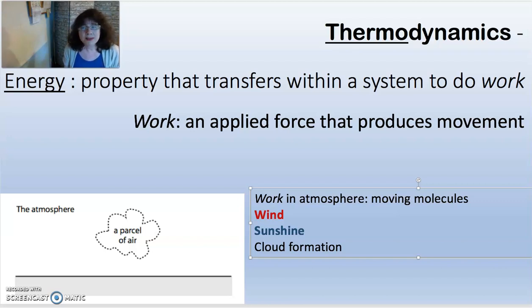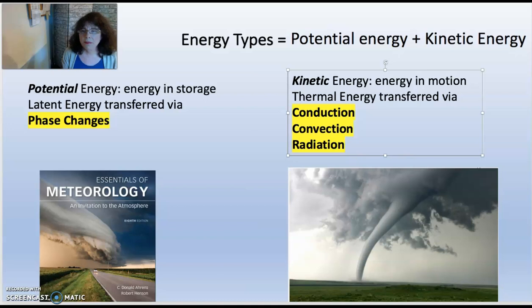Those move. When it comes to clouds, well, what forms clouds? Water vapor forms clouds, and that needs to move off of the ocean or off of lakes and large bodies of water to become water vapor. So that is a movement. All of these are movements of molecules. This is the work that's being done in thermodynamics in atmospheric science. Of the energy that's being used in the atmosphere, there are two different types of energy.